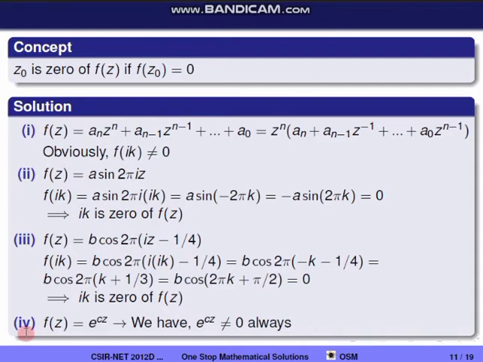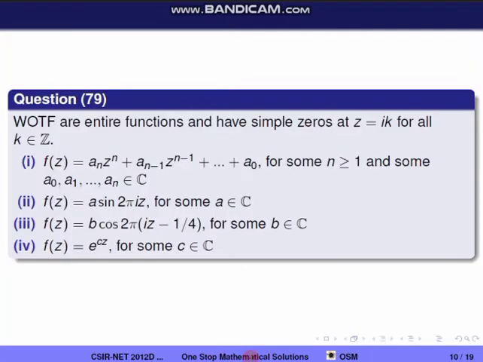So fourth option, f of z is equal to e power cz. We know exponential function is entire and it's never 0 for any value. So we have e power cz not equal to 0 always. So ik is not a 0. So now we'll check the correct options. So the correct options are 2 and 3.